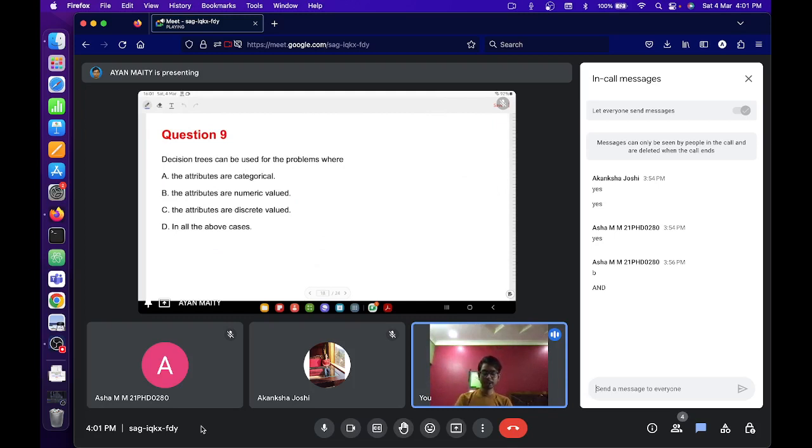So this is question 9. This is on decision trees. Decision trees can be used for problems where there are 4 options: attributes are categorical, attributes are numeric valued, attributes are discrete valued, in all the above cases. So in which of these cases can decision trees be used?